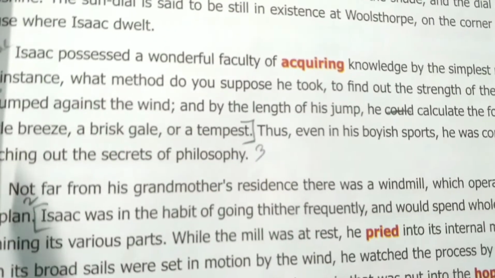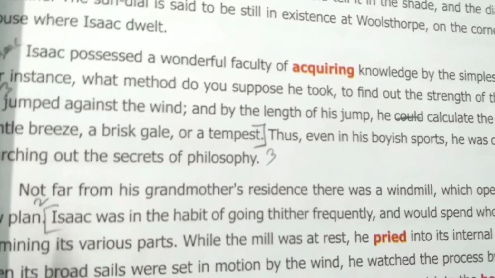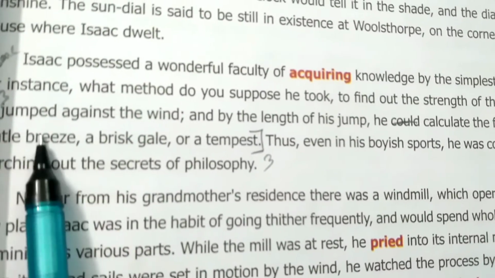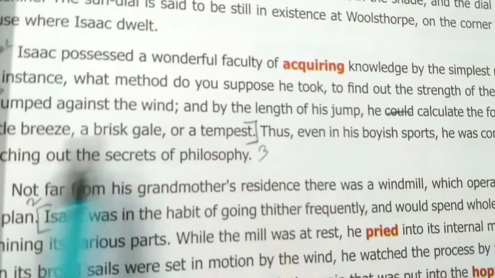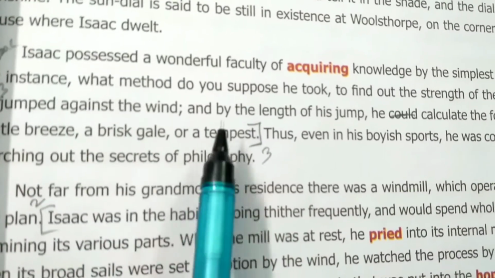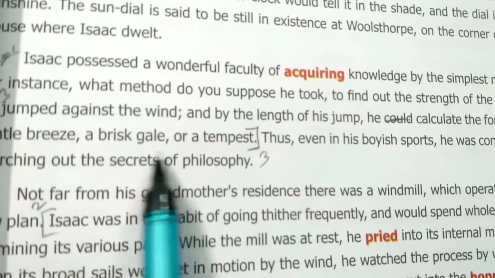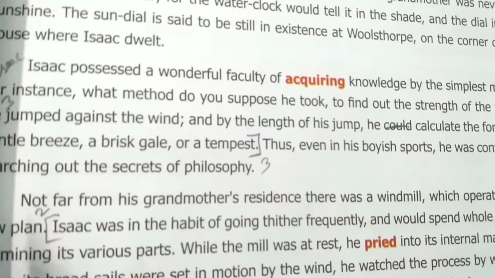Third, how did the young boy find the strength of the wind? Page number 65. Here instead of 'he', you change it as Isaac. Isaac jumped against the wind, and by the length of his jump he calculated the force of a gentle breeze, a brisk gale or a tempest. So with that he understands whether it is a breeze, a brisk gale or a tempest. Okay, so you have to mark from here till here. Do not write 'so good', and here you have to change it as Isaac. This is the third answer.